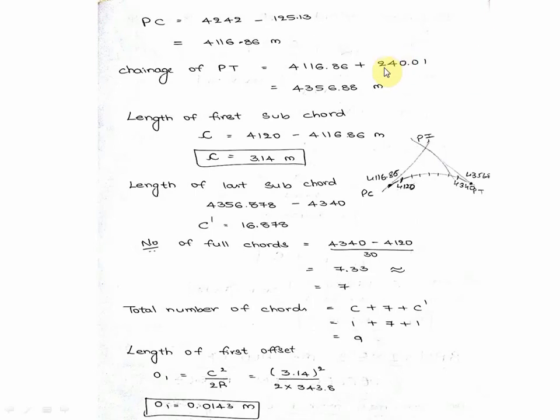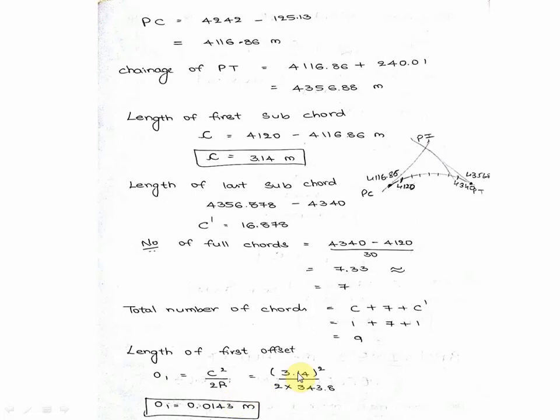So here the actual is 240, and you are getting a value within that. That's why we have to take the last subchord length in such a way that the final length of curve should not be more than the length of curve calculated, that is, should not be more than 240. Okay, so in such a way you have to take the length of the last subchord. Clear?